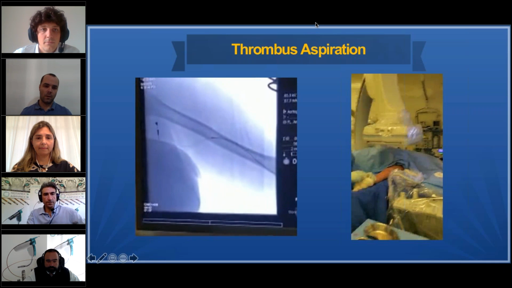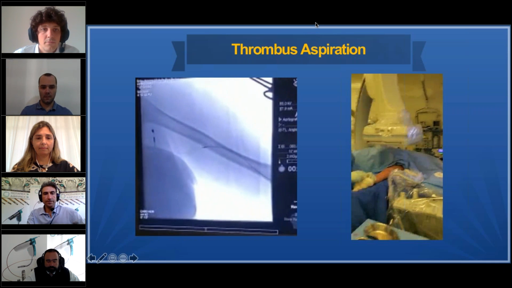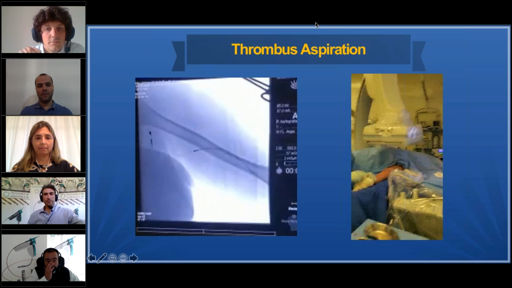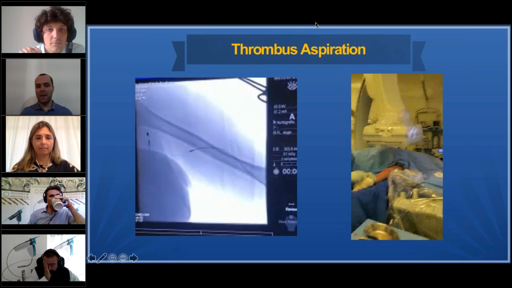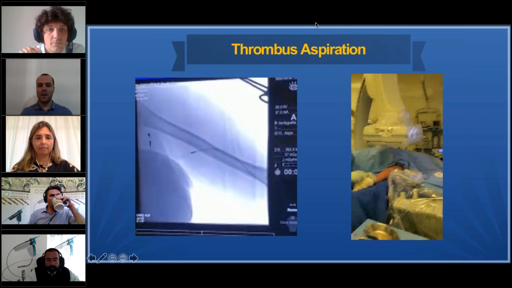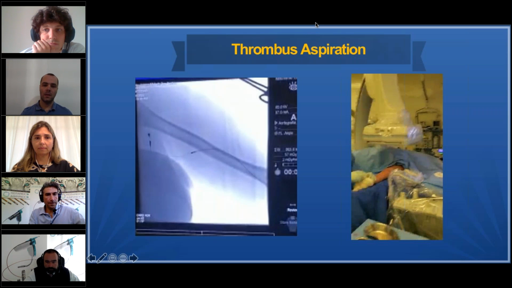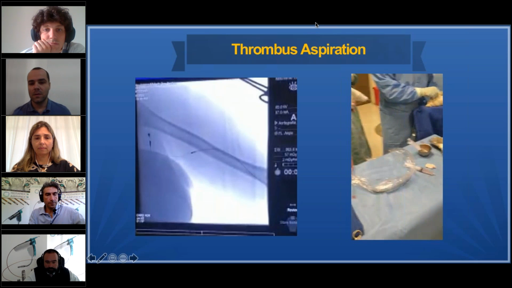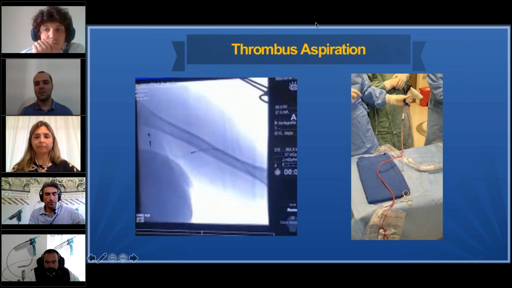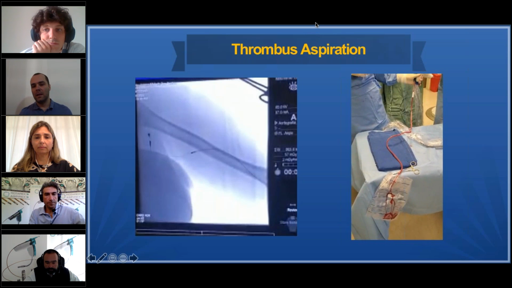In the video on the right, as Christina said to us, you have to be patient. I always push 2 centimeters and pull 1 centimeter of the catheter, and this procedure has to take longer, at least 5 to 10 minutes for thrombus aspiration. In the video on the right, you see the thrombus going to the collecting bag.